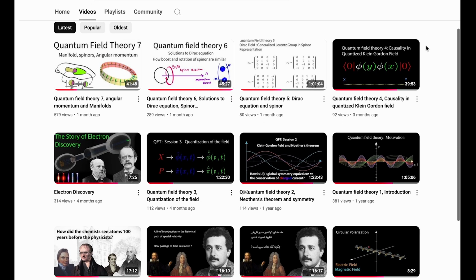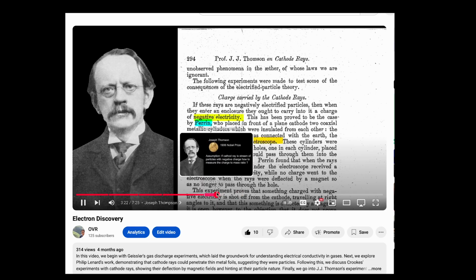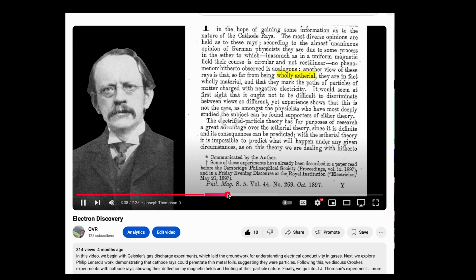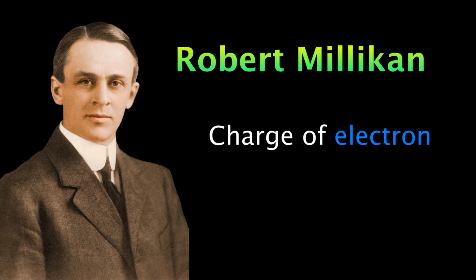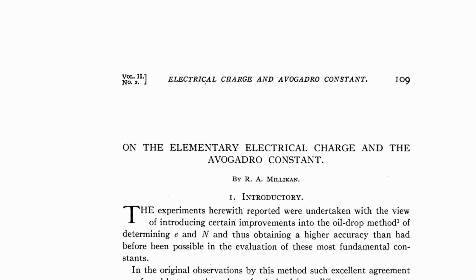In the previous video, we talked about the measurement of the ratio of charge to mass for the electron by Joseph Thomson. About 13 years after that, Robert Millikan started to measure the charge of the electron, and he published the result in 1913 in the Physical Review journal under the name of Elementary Electrical Charge and Avogadro Constant.